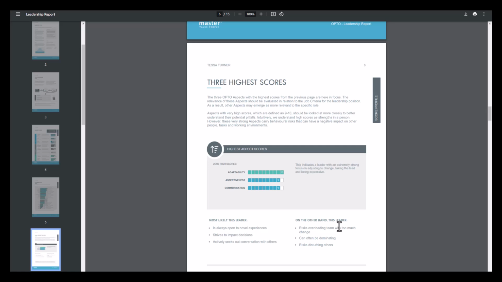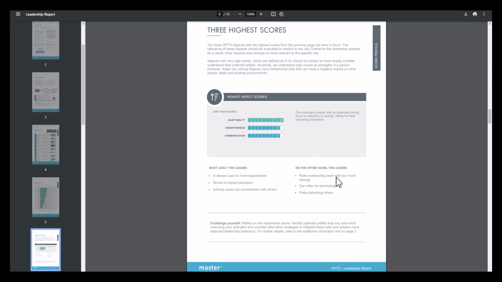Here, we are no longer aligning the results with a specific role or position, saying that strengths and pitfalls depend on the role. Instead, we explain that high scores inherently come with both strengths and pitfalls. There is also a description of how these tendencies might manifest in practice.